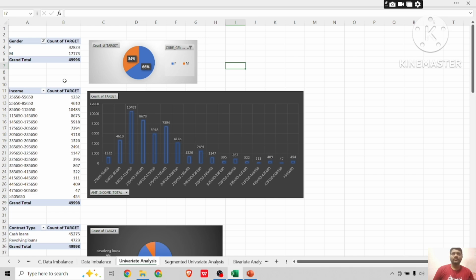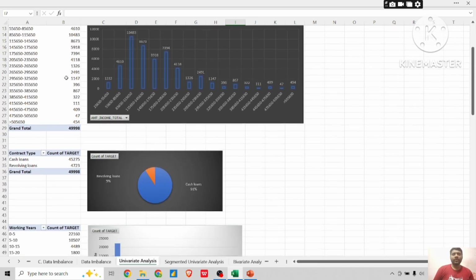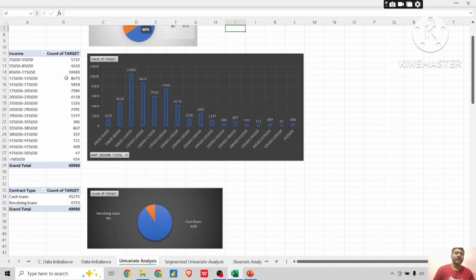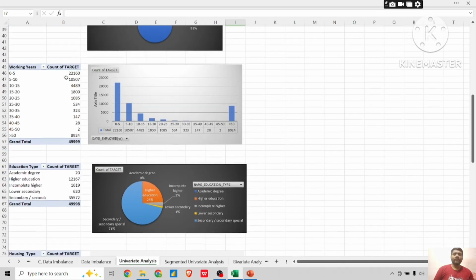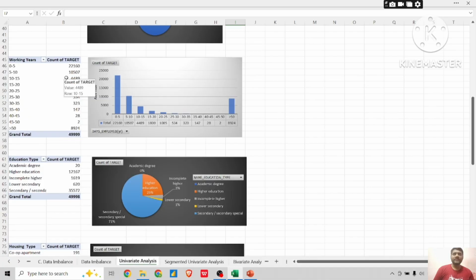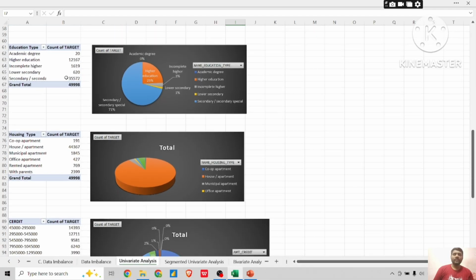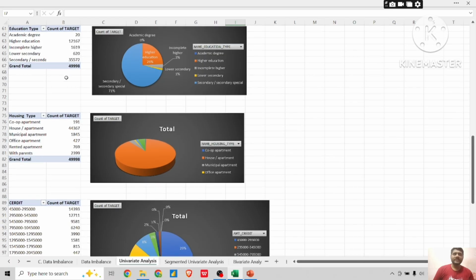The bar chart shows how long applicants have been employed. The majority of applicants have 0 to 5 years of working experience, which could mean first-time borrowers or those early in their careers. There is also a spike in the 50 years category, possibly due to data anomalies or long employment histories.